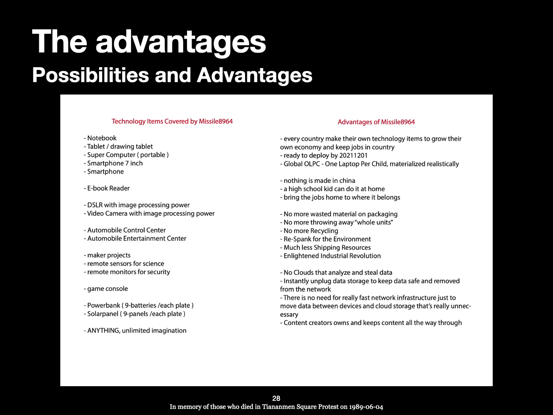For a better environment, respanking our products will make more sense. What we mean by respanking is to use functional components from other retired or retiring units and reassemble and mix them with brand new components to make a respanked unit. And this is where the enlightened Industrial Revolution begins.